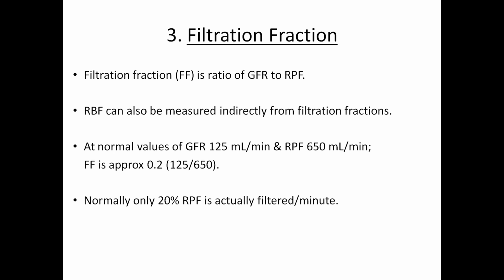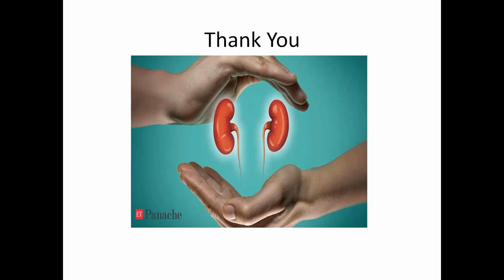So it's basically the ratio of GFR to renal plasma flow. It can be measured indirectly from filtration fractions. At normal values of GFR, which is 125 milliliter per minute, and RPF, which is 650 milliliter per minute, your filtration fraction is 0.2. So 125 upon 650. Normally only 20% of renal plasma flow is actually filtered per minute. So that's all for this lecture.